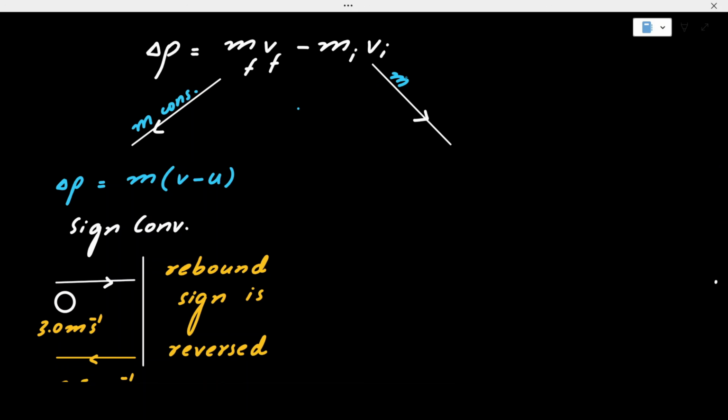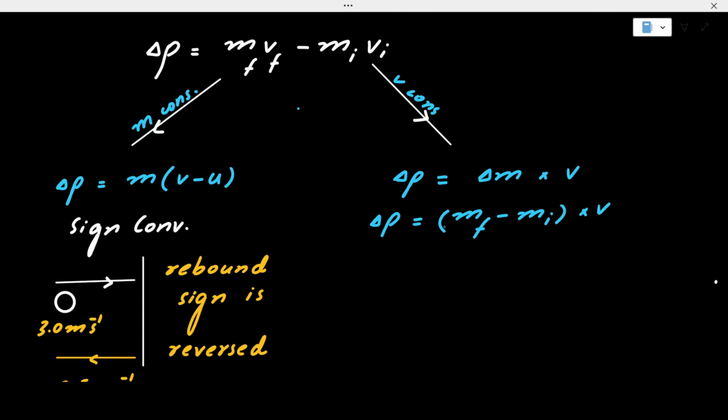Mass changes and speed remains constant. So you can use the formula this way: delta p equals delta m times v, because speed is constant, so it's not v minus u. It can be used as final mass minus the initial mass times the speed, if mass is changing and speed is constant. We use it this way.